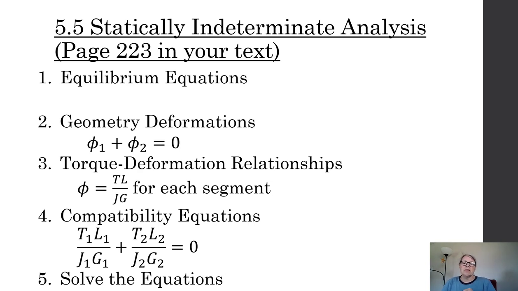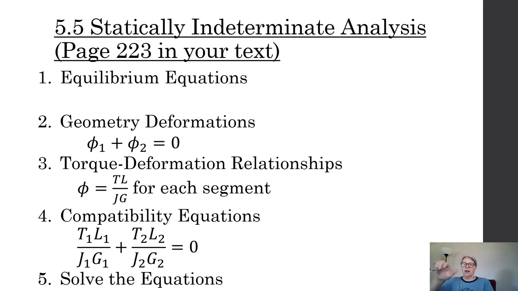Number 1 is always equilibrium equations. You're going to draw a free body diagram and set up your equilibrium equations. Then you determine, am I determinate or indeterminate? If we need more equations, we need to look at our geometry and deformations. So phi1 plus phi2 equals 0. In that last case, you're thinking, but they're both twisting the same. What we have to remember is that they are both twisting the same.